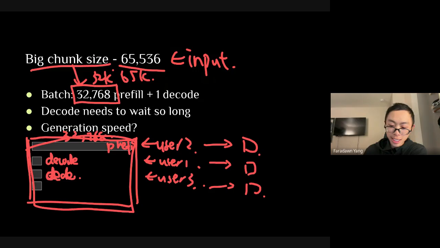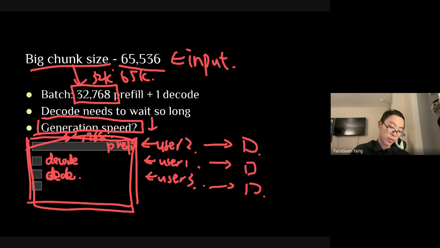If a big chunk size, generation speed will go up or down? It will go down. The decode will need to wait for the long prefill.